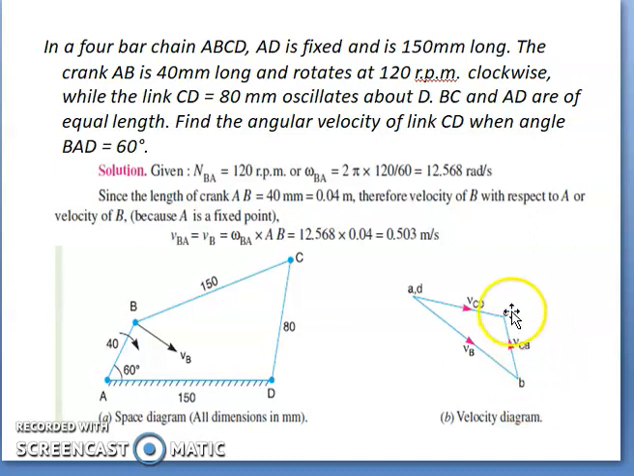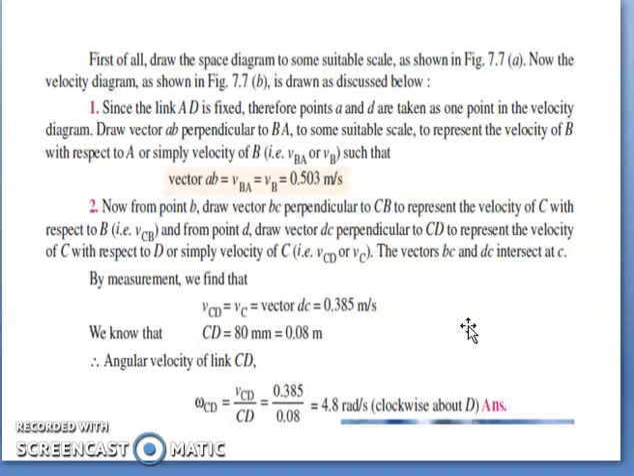If you measure BC, that will give the magnitude of the velocity of C with respect to B. Similarly, if you measure CD, that will give the velocity of C with respect to D. Since it is the velocity of C with respect to B, the arrowhead should be directed towards C. And since it is the velocity of C with respect to D, the arrowhead should be directed towards D.